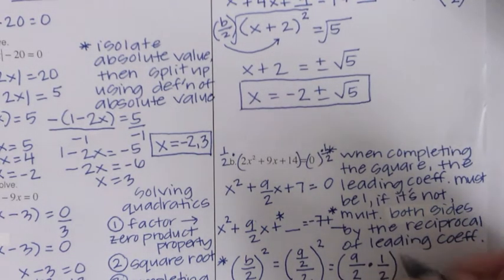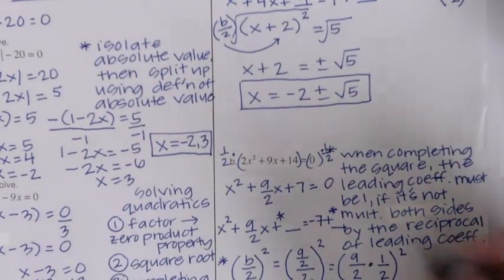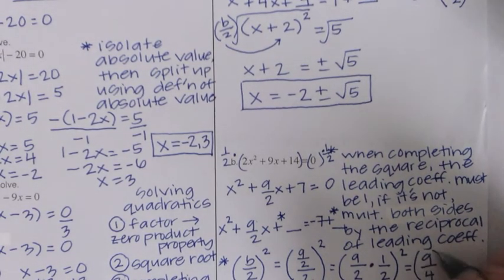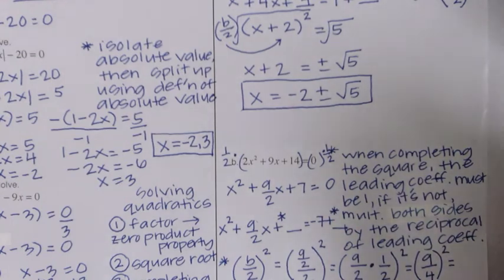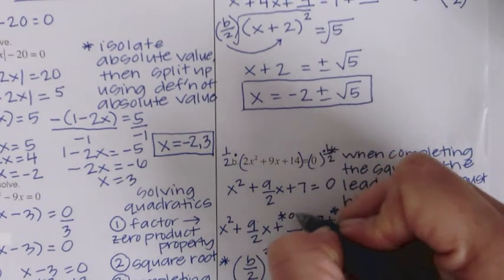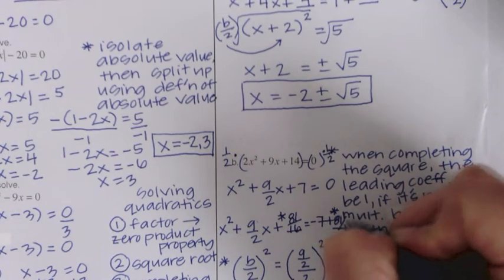So this is what I have to do. I have to do 9/2, and this is really 2 over 1, and I need to flip it. So then I get 9/4 squared, which is 81 over 16. So all of that to find b over 2. So up here is 81 over 16 and 81 over 16.